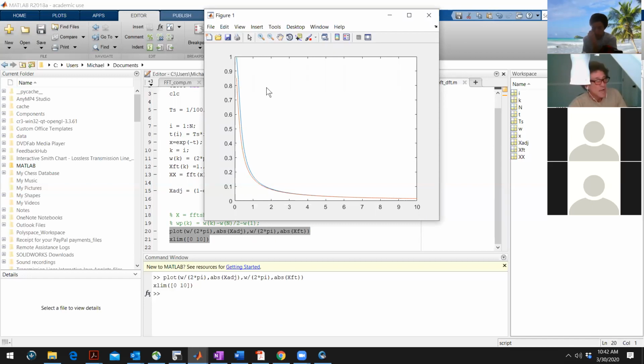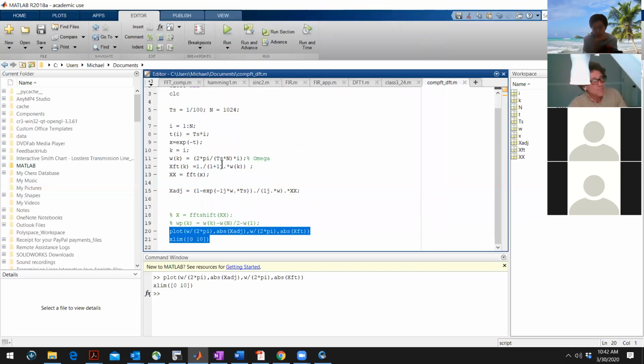And the whole purpose of the exercise is to see, in fact, if the difference in the value of x of t and x of t plus delta t is small, then you can do this adjustment and you can directly compare the actual Fourier transform of any signal to the sampled signal. And it'll be the same.